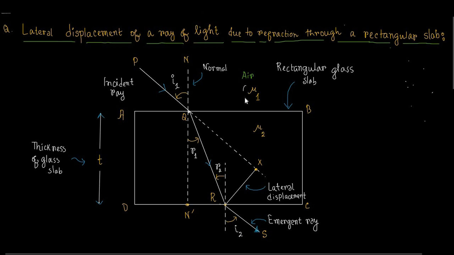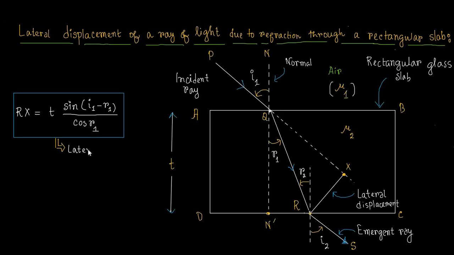Now what will be the formula of lateral displacement of a ray of light? Rx is equal to t sine (I1 minus R1) divided by cos R1, which is the lateral displacement of a ray of light due to refraction through the rectangular glass slab.